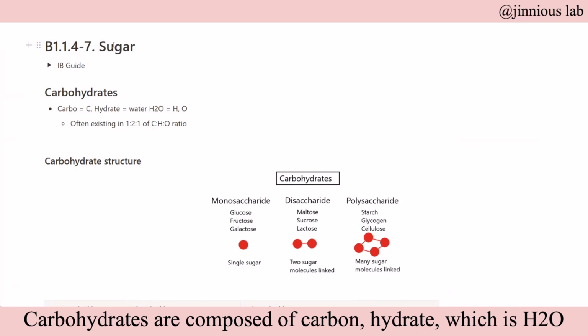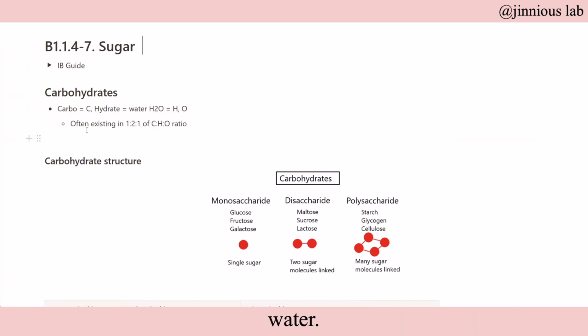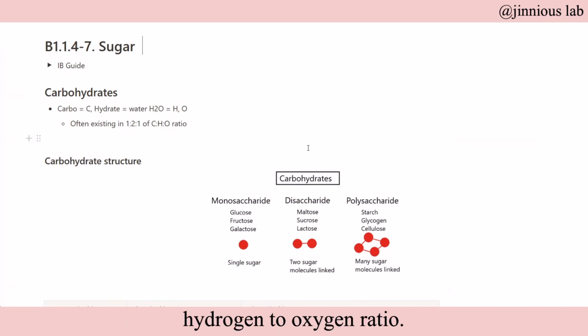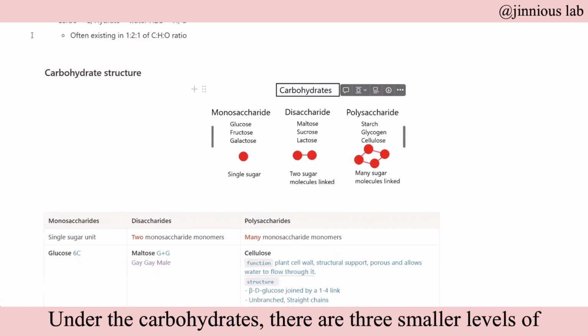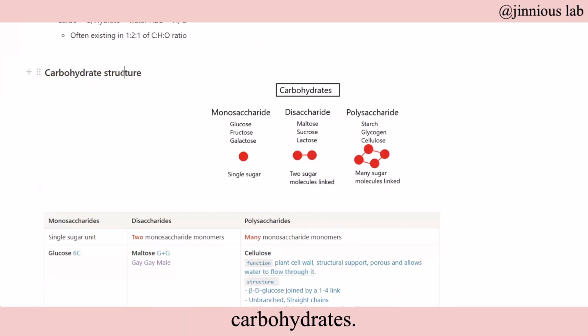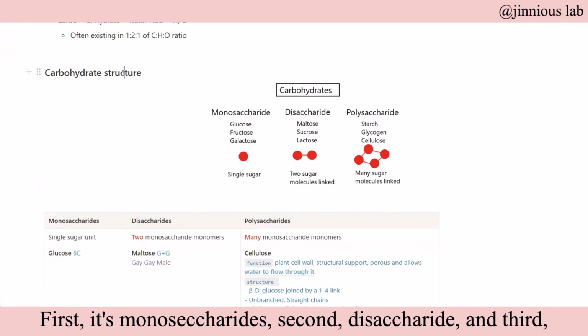Moving on in B1.1.4 to 7, we would like to learn about sugars. Carbohydrates are composed of carbon and hydrate, which is H2O, water. It often exists in the ratio of 1 to 2 to 1 of the carbon to hydrogen to oxygen ratio. Under the carbohydrates there are three smaller levels of carbohydrates. First, monosaccharide, second, disaccharide, and third, polysaccharide.